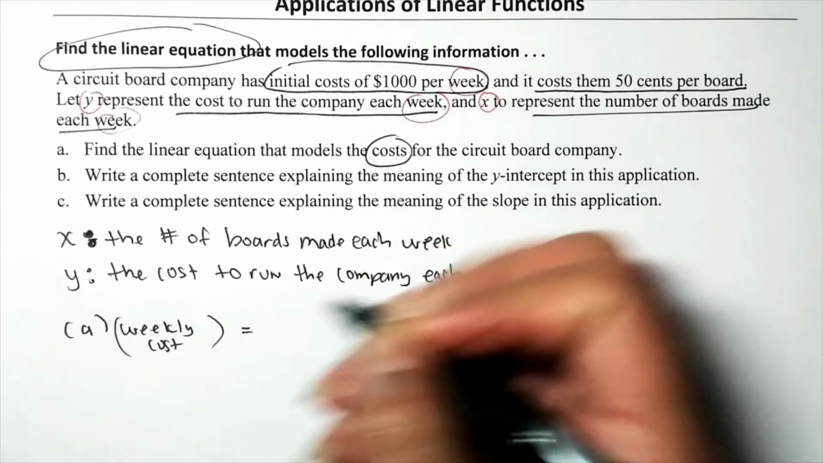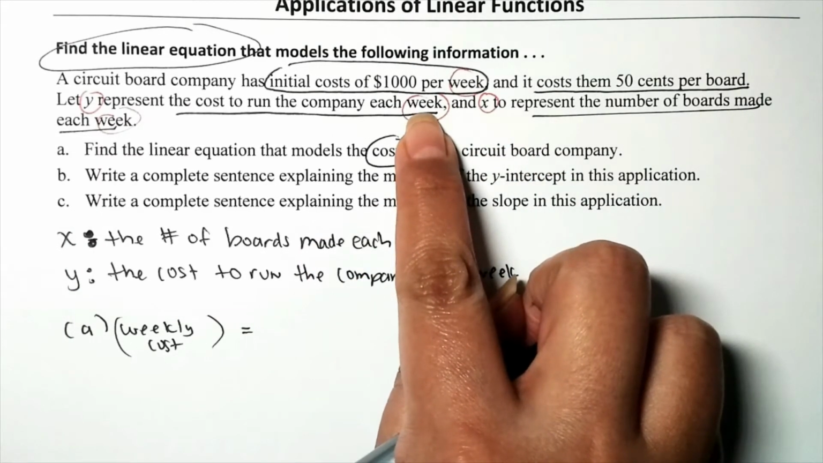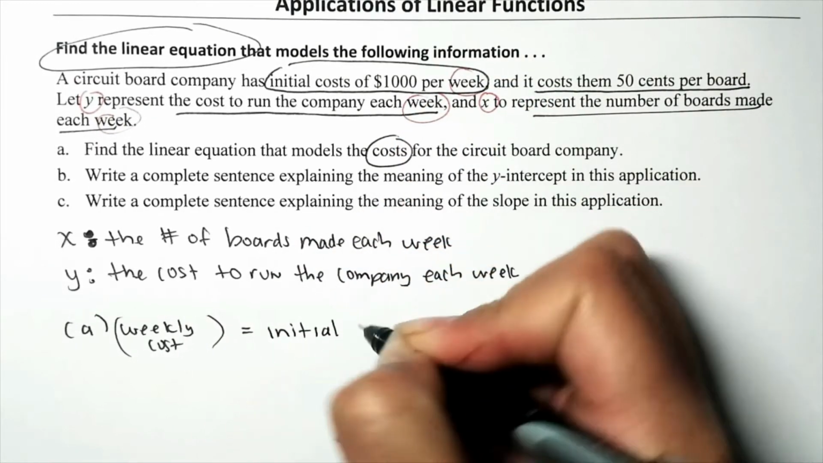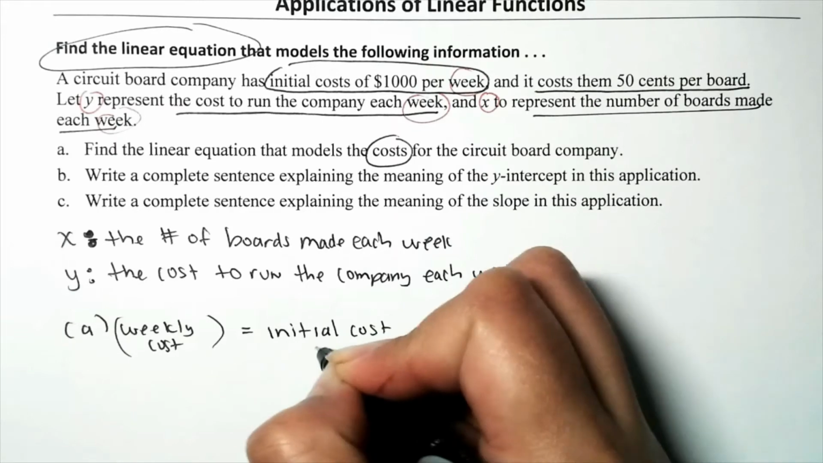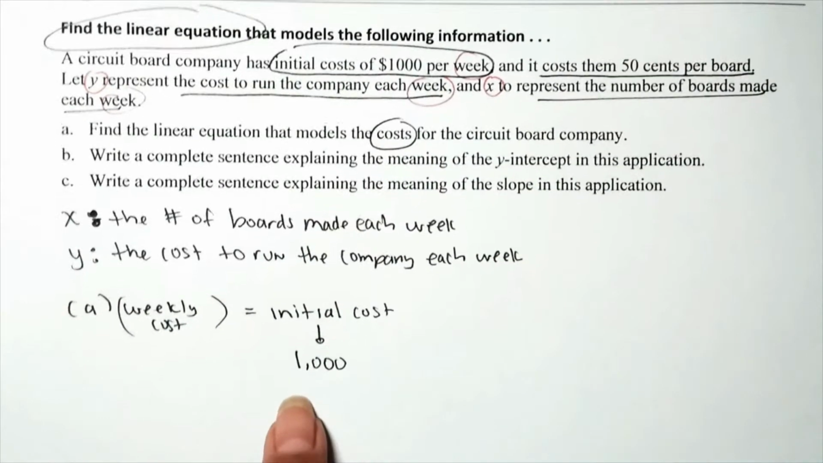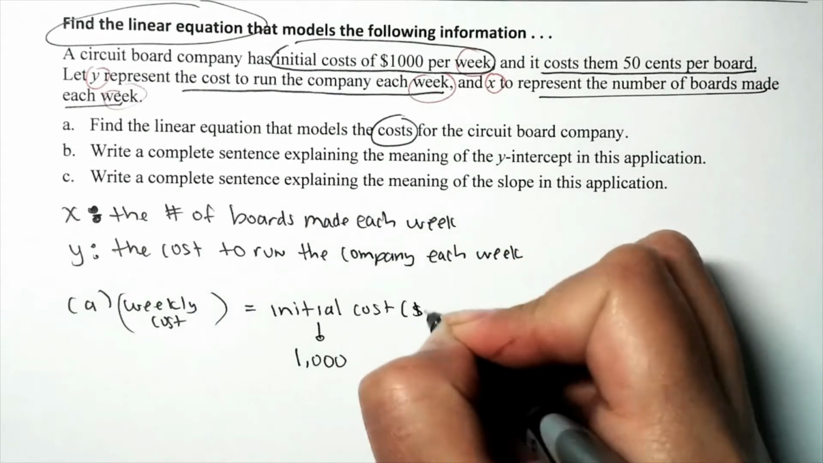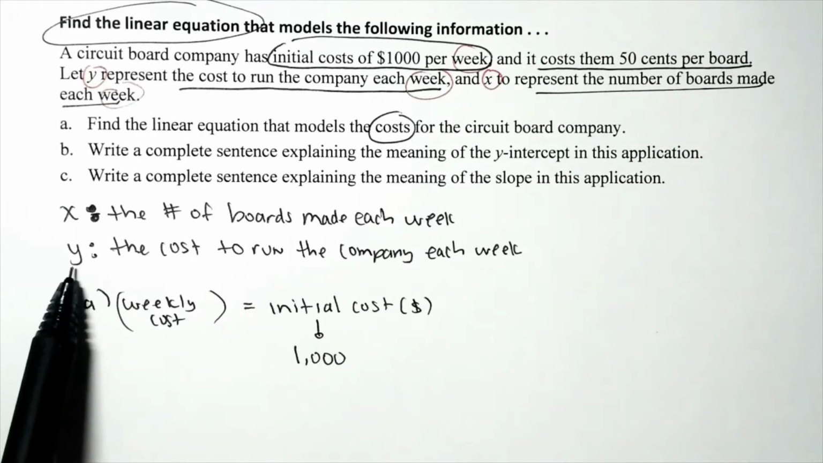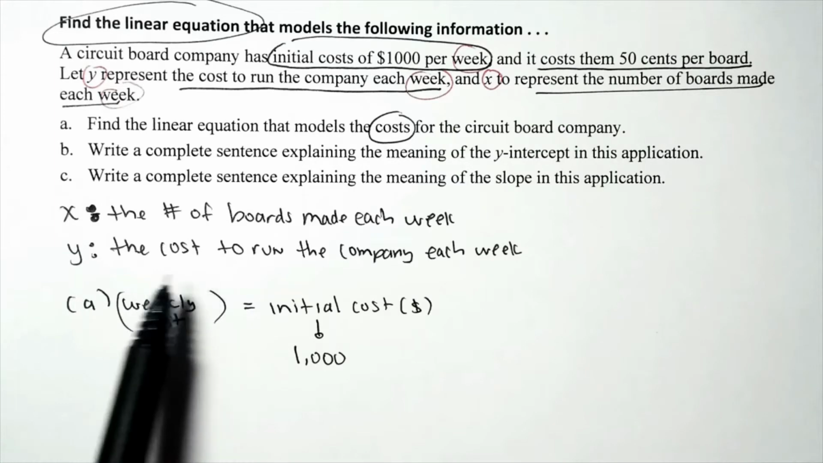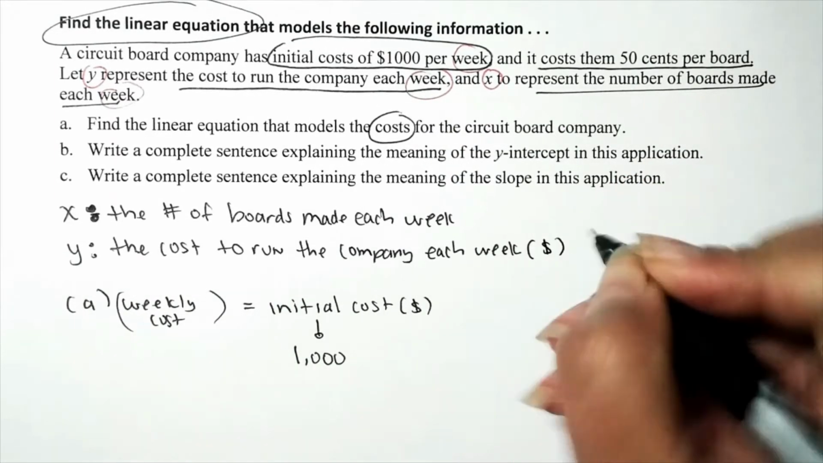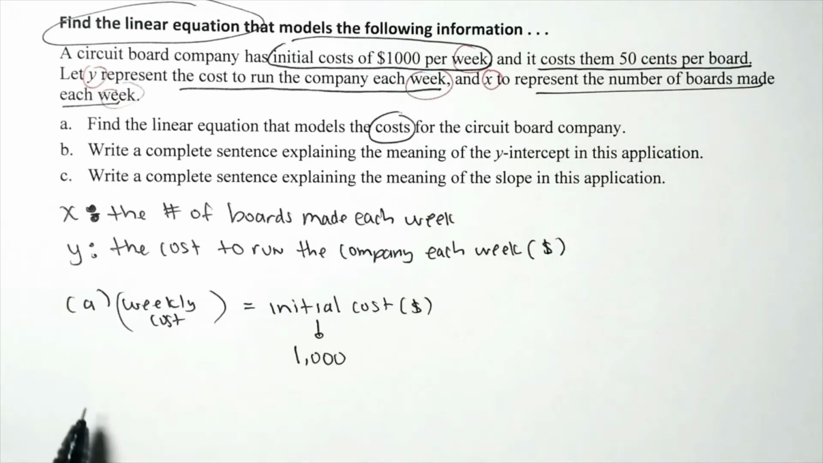So how do we calculate the weekly cost? Well, we know that they have an initial cost of $1,000 per week. So we have the initial cost, which is $1,000. I'm not going to put the units here, so let me just put it right there. The units associated with the 1,000 is dollars. So guess what? Y, which represents the cost to run the company each week, will have to be in terms of dollars.